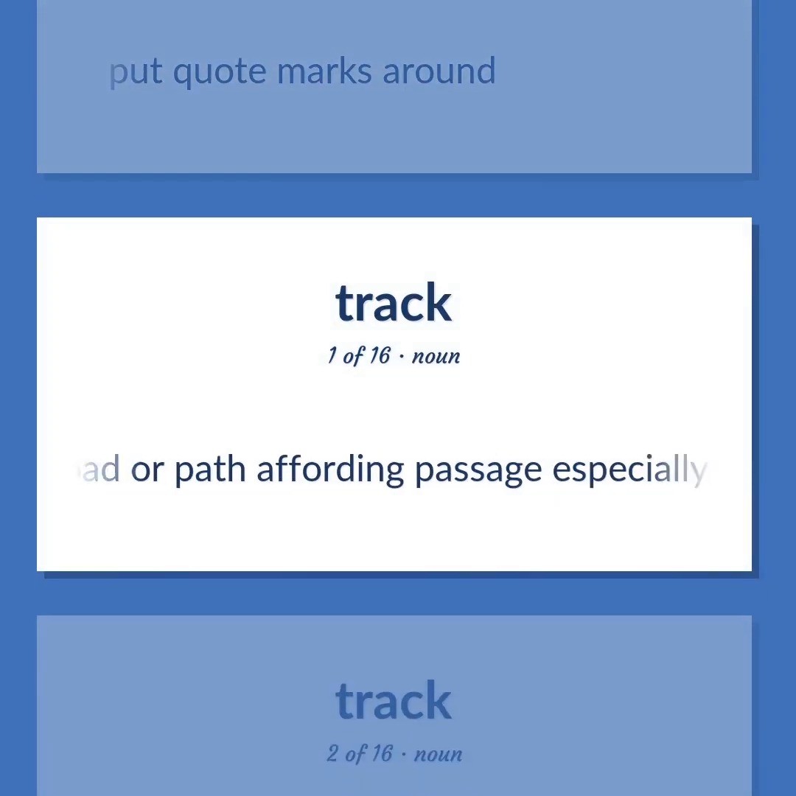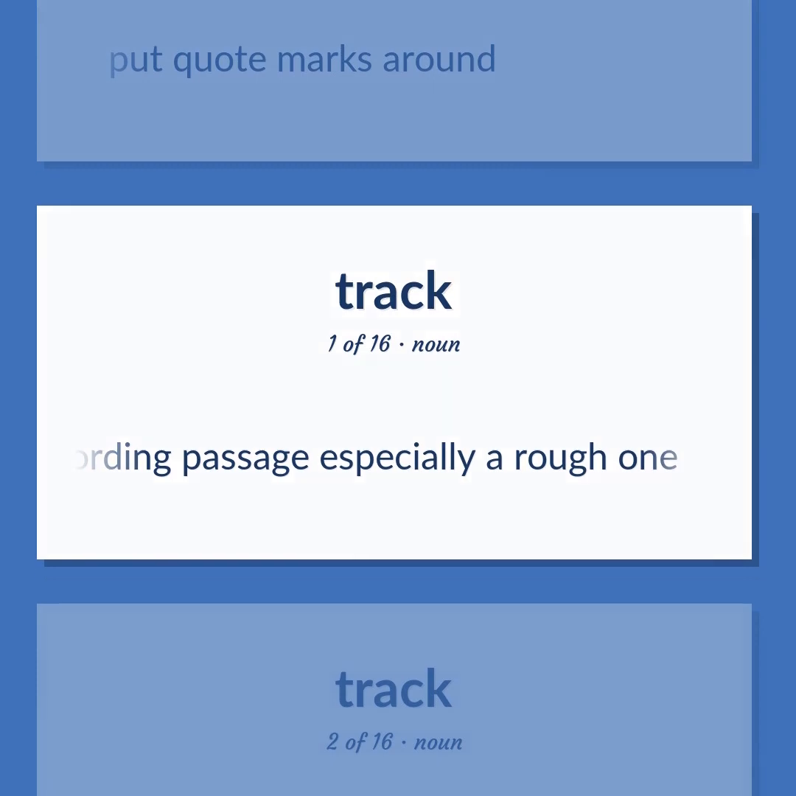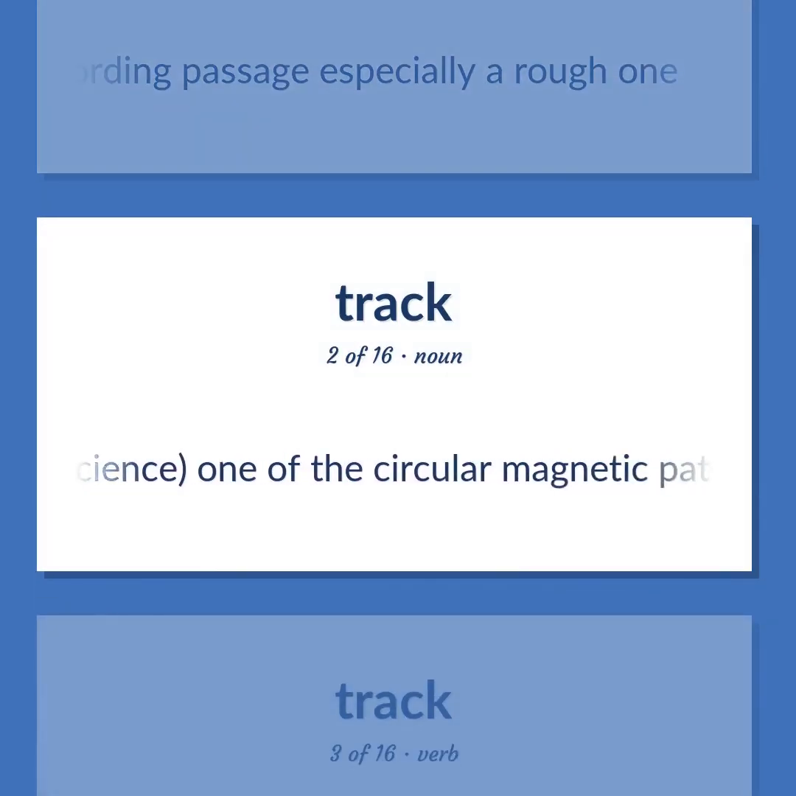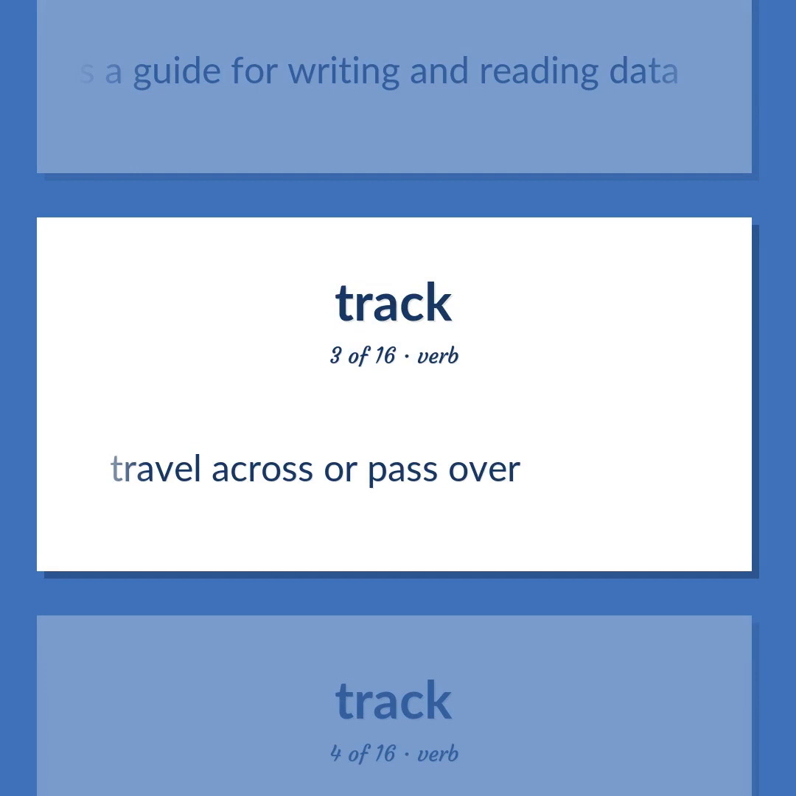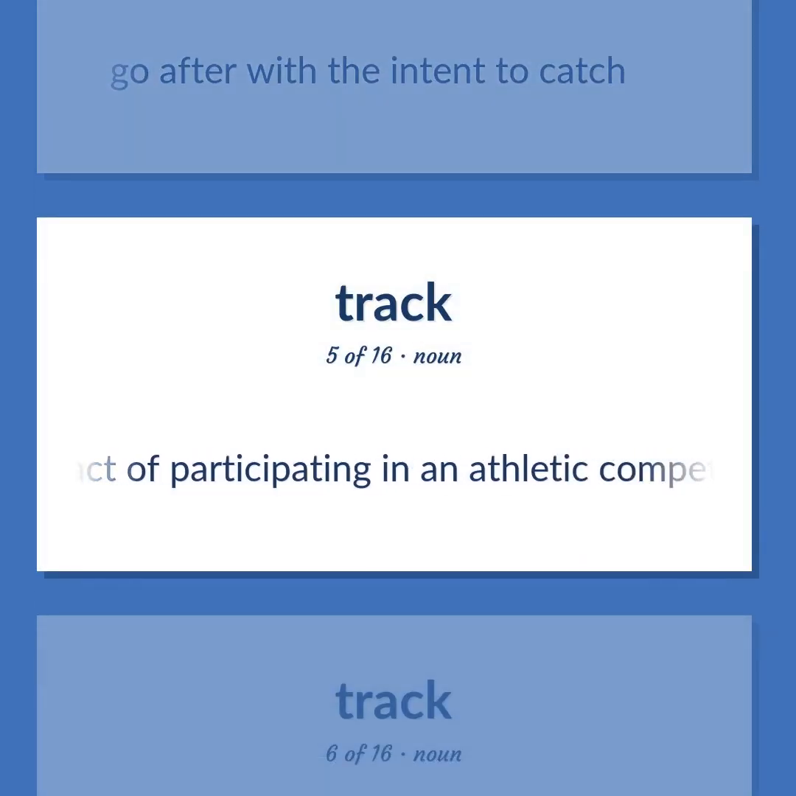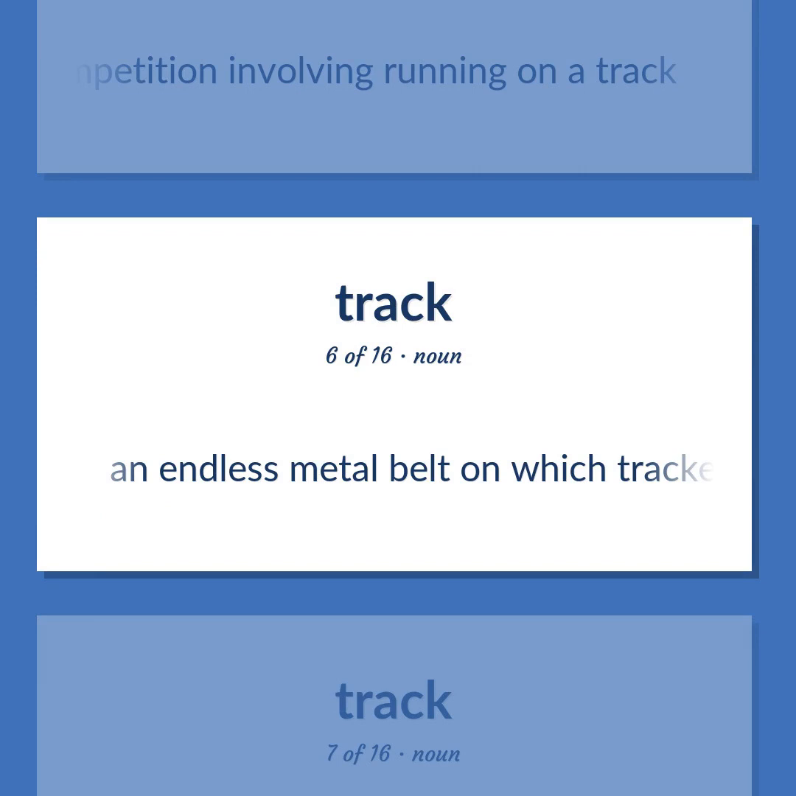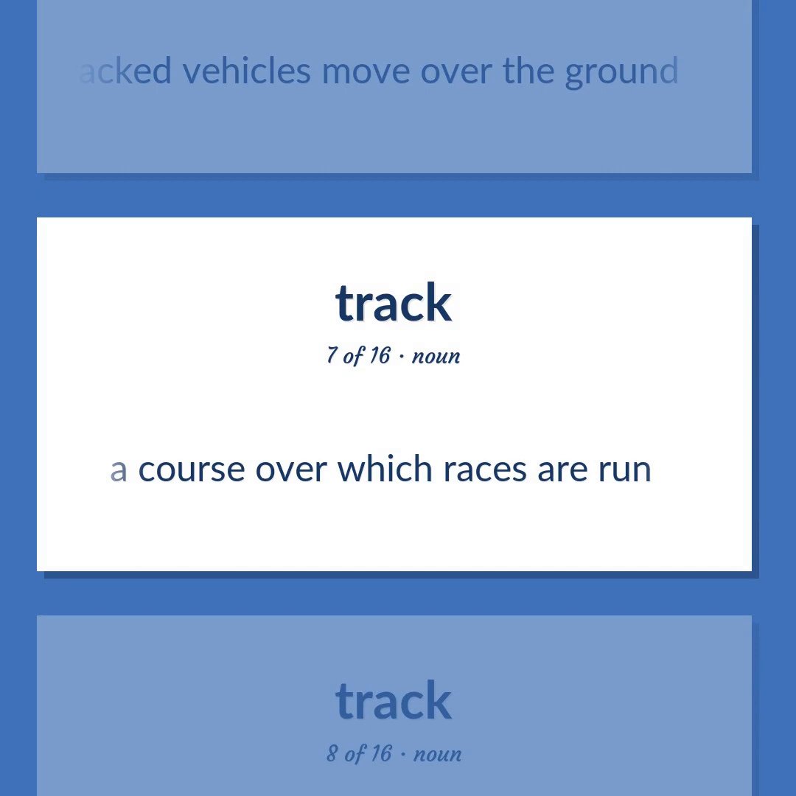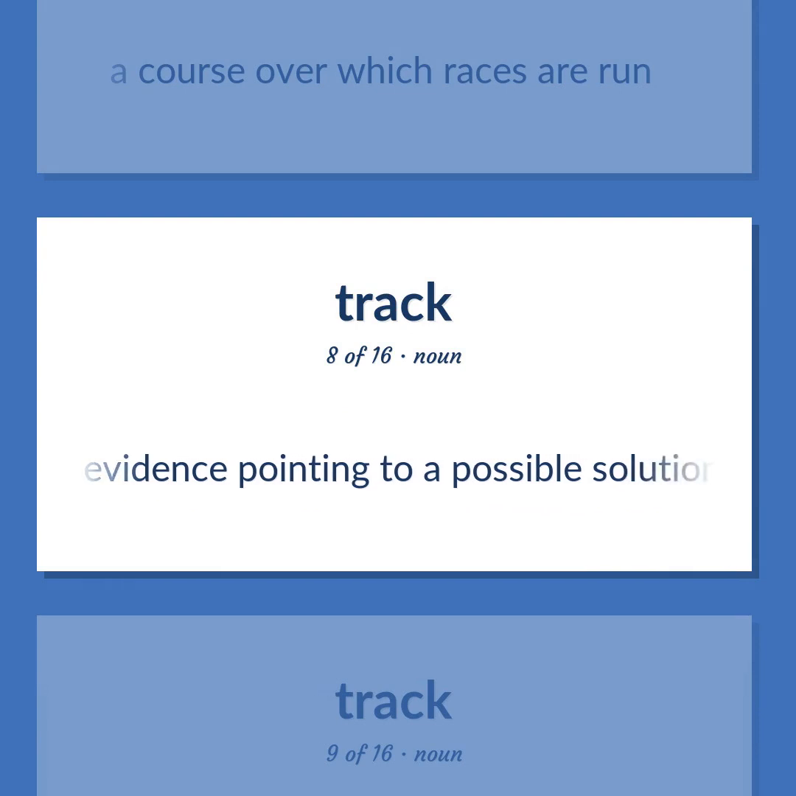Any road or path affording passage, especially a rough one. Computer science. One of the circular magnetic paths on a magnetic disk that serve as a guide for writing and reading data. Travel across or pass over. Go after with the intent to catch. The act of participating in an athletic competition involving running on a track. An endless metal belt on which tracked vehicles move over the ground. A course over which races are run. Evidence pointing to a possible solution.